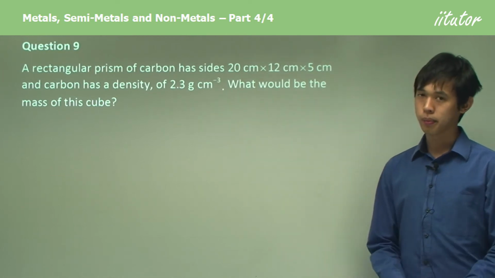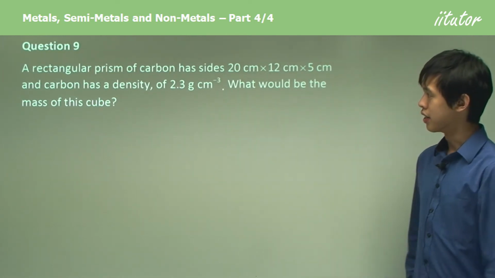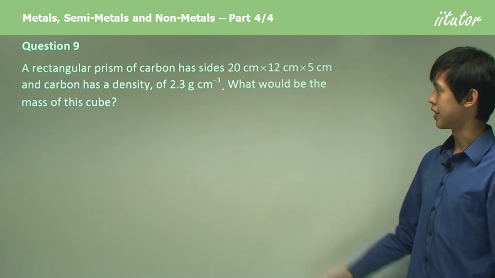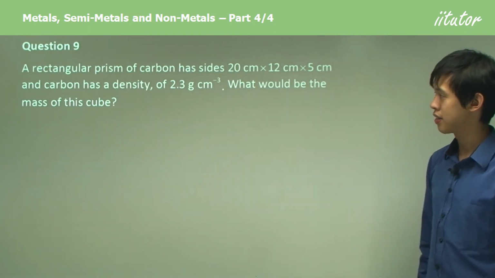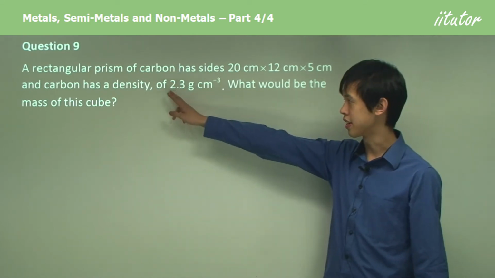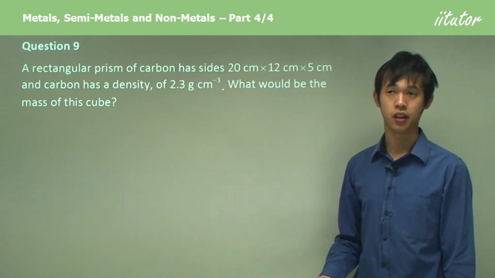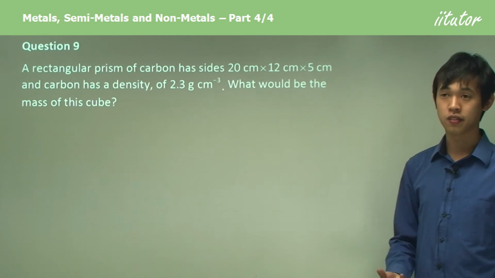So here's just a mathy question on density. A rectangular prism of carbon has sides 20 centimeters by 12 centimeters by 5 centimeters. And we know that carbon has a density of 2.3 grams per centimeter cubed. What would be the mass of the cube?